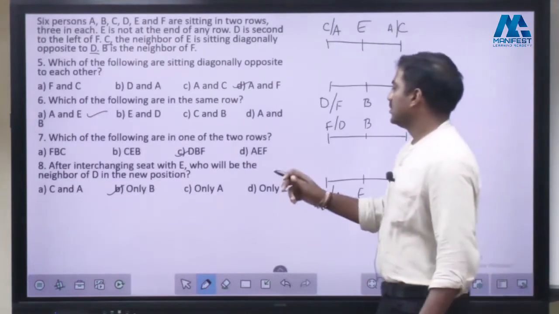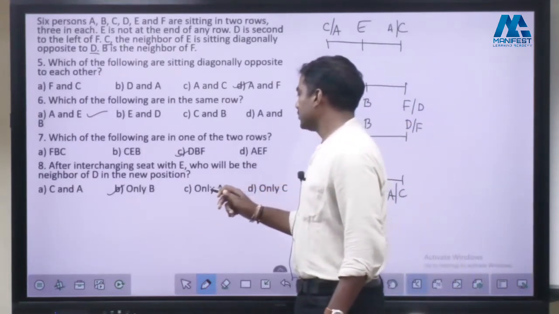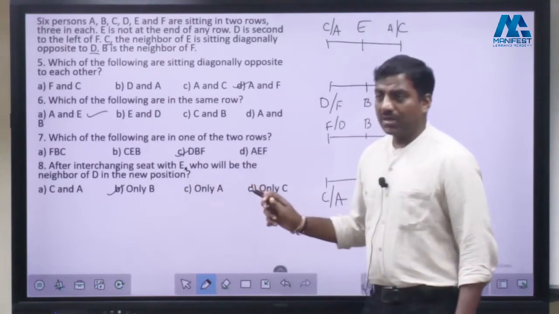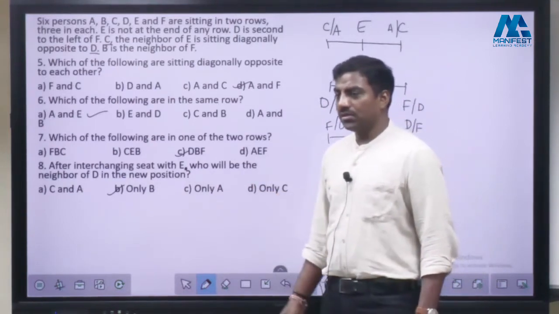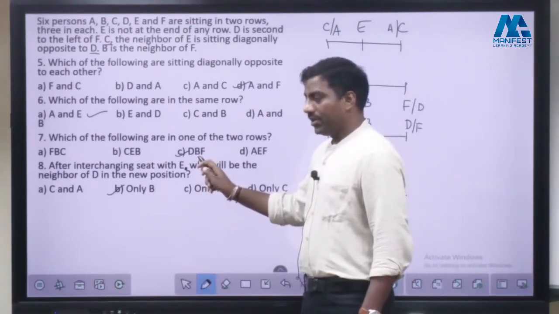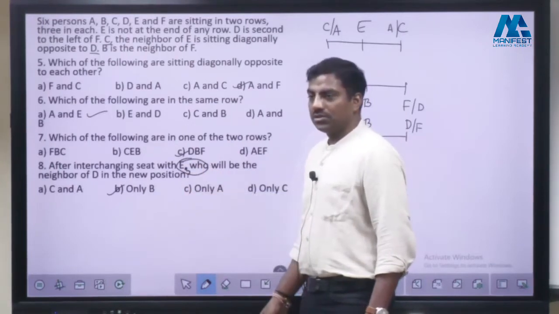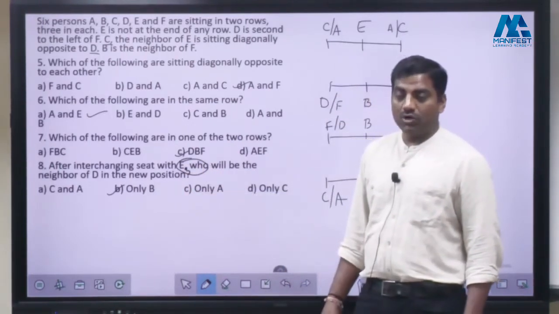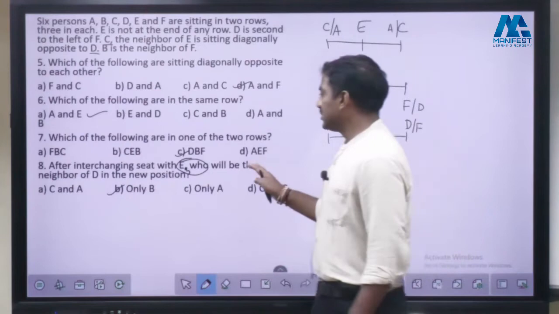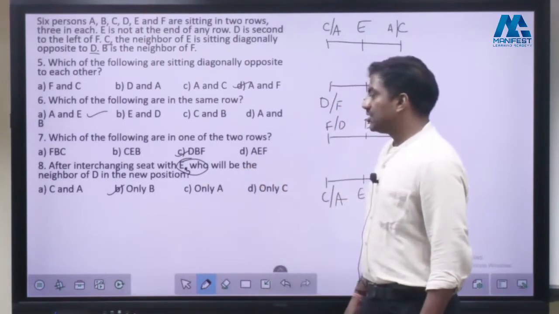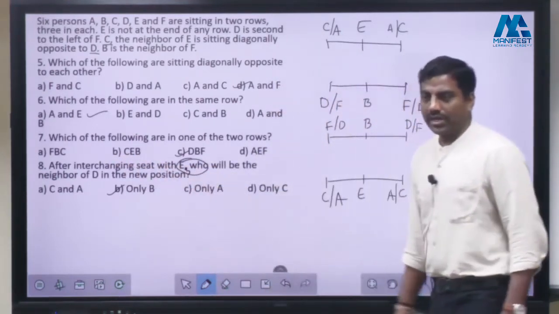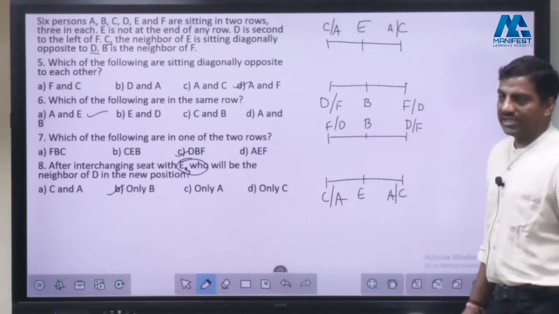In this case, avoid this one, okay? You just remove this comma. It will be misleading. After interchanging seat with E, remove the comma after E, because I had told you, when you put a comma, this "who" belongs to this person. So this will mislead the sentence. Or you can take the question like this: who will be the neighbor of D in the new position after interchanging the seat with E? You take this one first, then put this sentence. Not a problem. But when we give a comma, it makes a different sense.